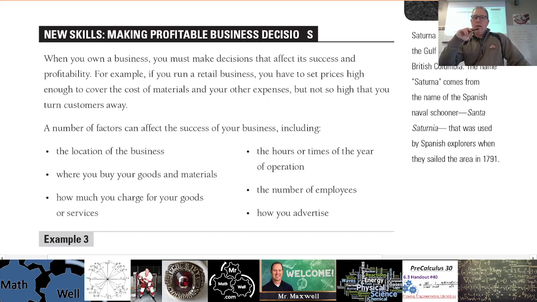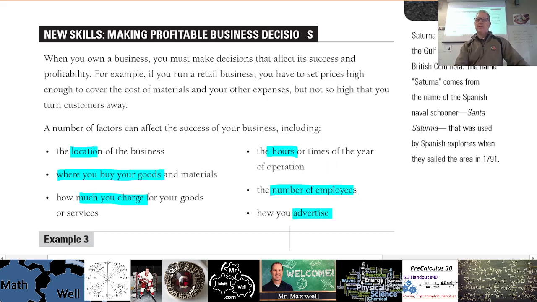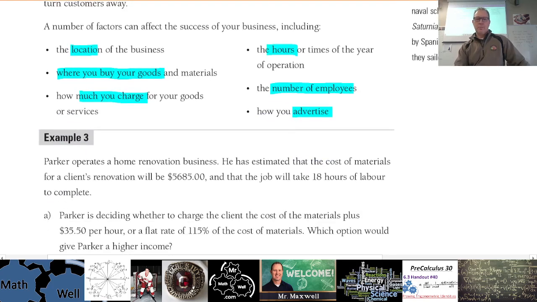For example, if you run a retail business selling things to people, you have to set prices high enough to cover the cost of materials and your other expenses, but not so high that you turn customers away. A number of factors can affect the success of your business, including the location of the business, where you buy your goods, how much you charge, your hours of business, the number of employees, how you advertise. So all of these can affect your bottom line.